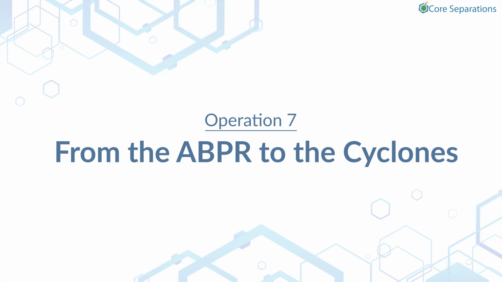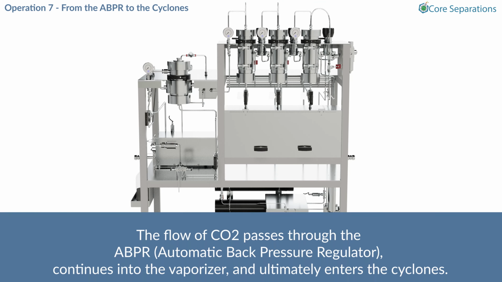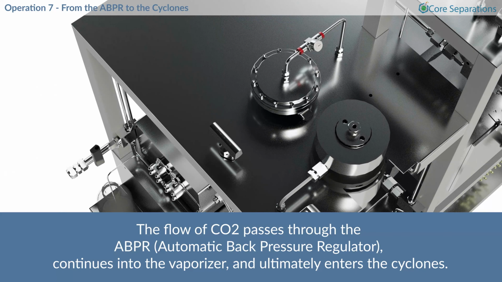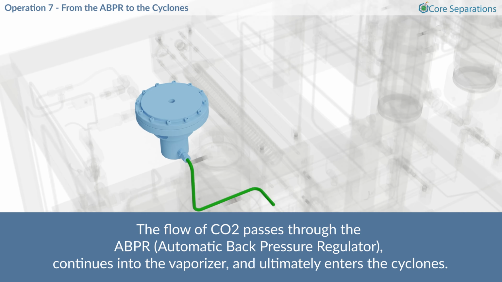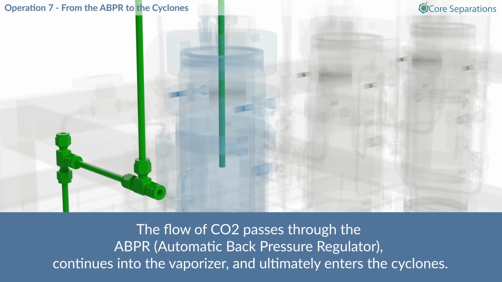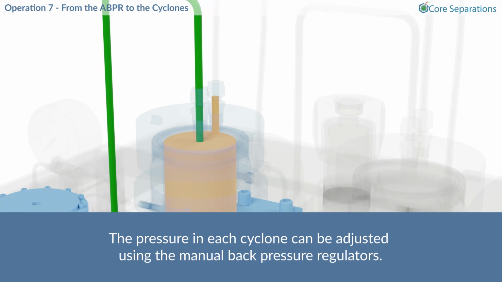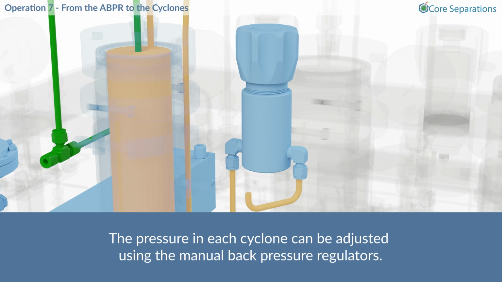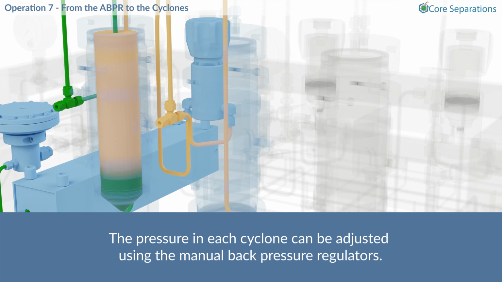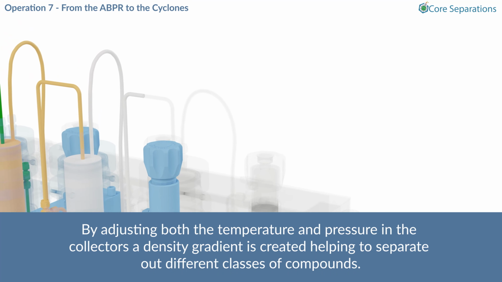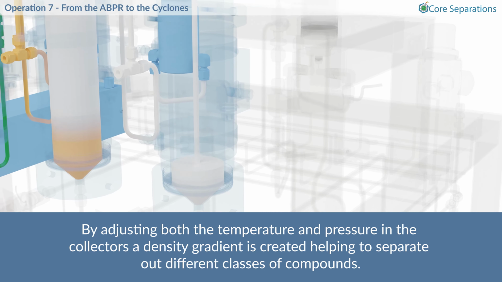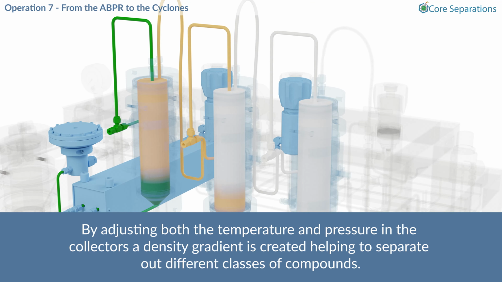Operation 7. From the ABPR to the cyclones. The flow of CO2 passes through the ABPR, continues into the vaporizer, and ultimately enters the cyclones. The pressure in each cyclone can be adjusted using the manual back pressure regulators. By adjusting both the temperature and pressure in the collectors, a density gradient is created, helping to separate out different classes of compounds.